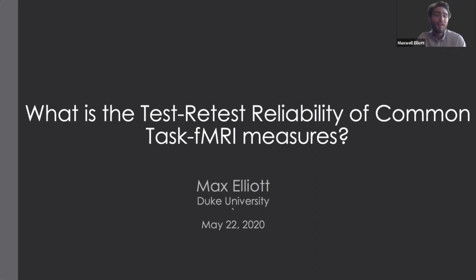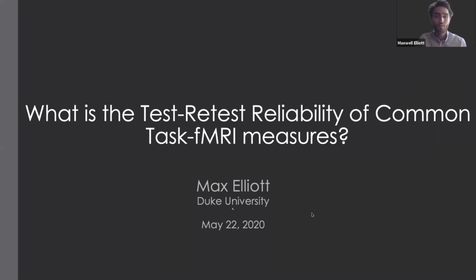Hi, my name is Max Elliott, and I'm going to talk to you today about a recent project that we did looking at the test-retest reliability of common Task-fMRI measures. I am at Duke University, and I work with Ahmad Hariri, Avshalom Caspi, and Terry Moffat.